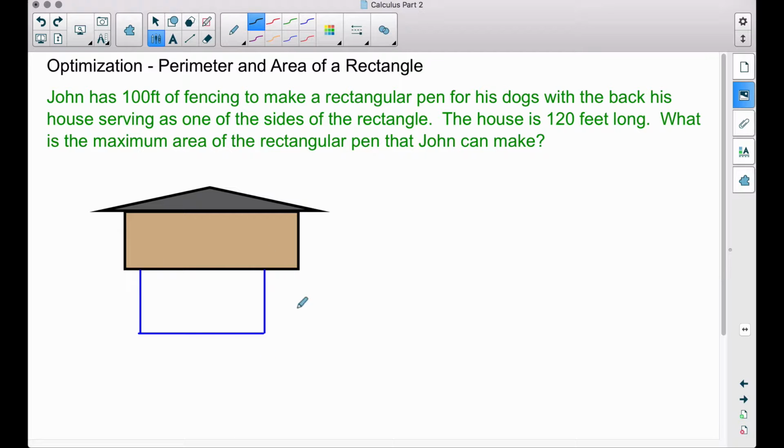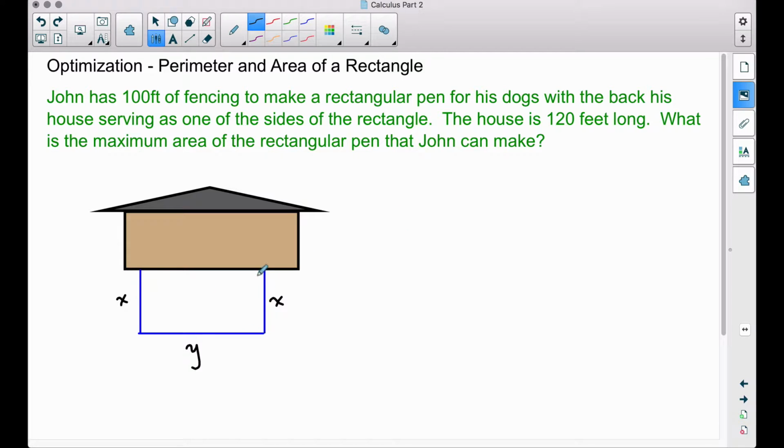Now let's give some variables to this rectangle. This is our dog pen right here. So we only have 3 sides since we're using the back of the house for one side. I'm gonna call this side X, which means this side would be X, and this side here we can call it Y. It may be different, it may be the same. It turns out it will be different here.